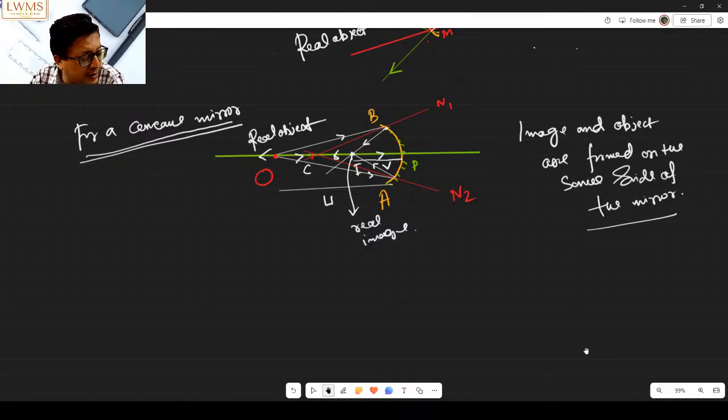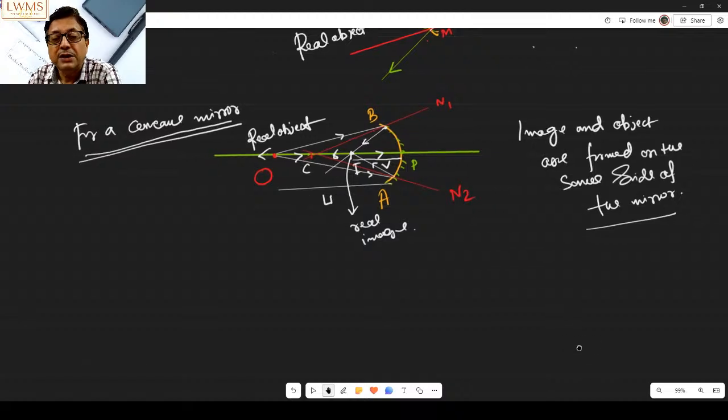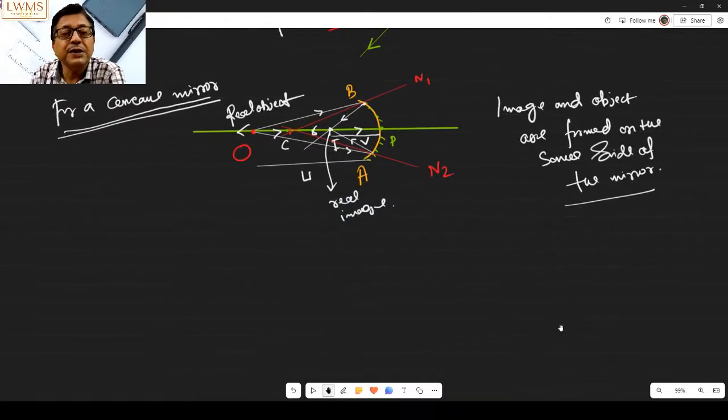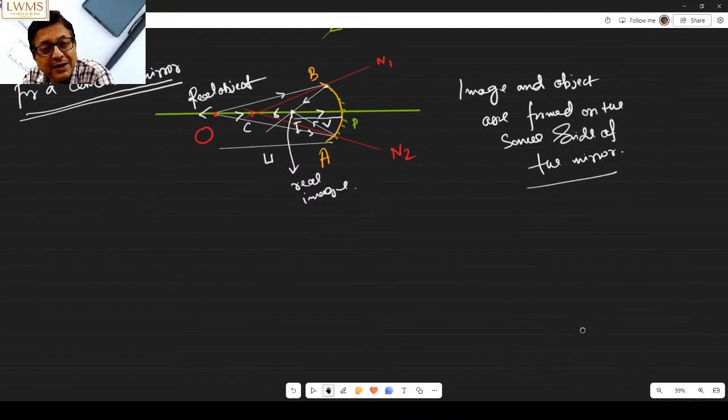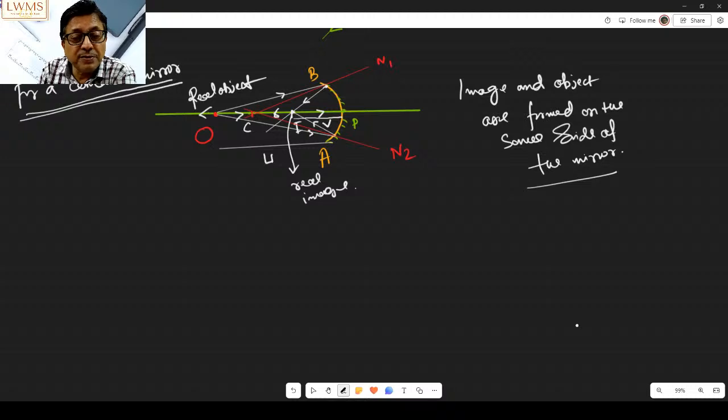Is there any possibility to get a virtual image over there? Of course it is possible. But to get a virtual image, we have to change the position of the object. You see, the object we have taken far away. That's why rays are coming this manner. But if I change it a bit, then the image formed may not be real, it may be virtual. So this is the case of a real image.